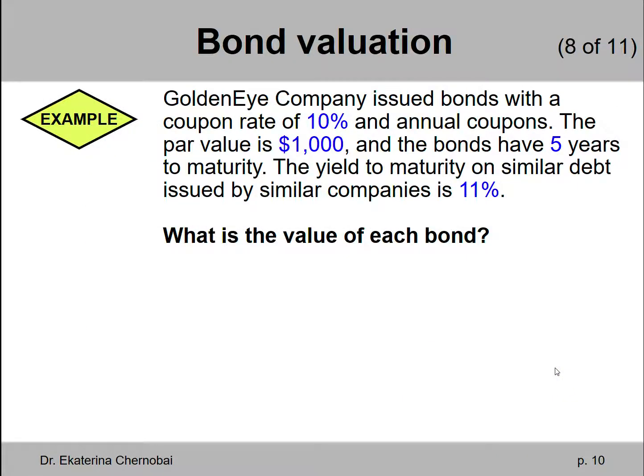Okay, let's do our first numerical example on bond valuation. Golden Eye Company, that's one of the James Bond movies, right? Issued bonds with a coupon rate of 10% and annual coupons. The par value is $1,000, and the bonds have 5 years to maturity. The yield to maturity on similar debt issued by similar companies is 11%. What is the value of each bond?